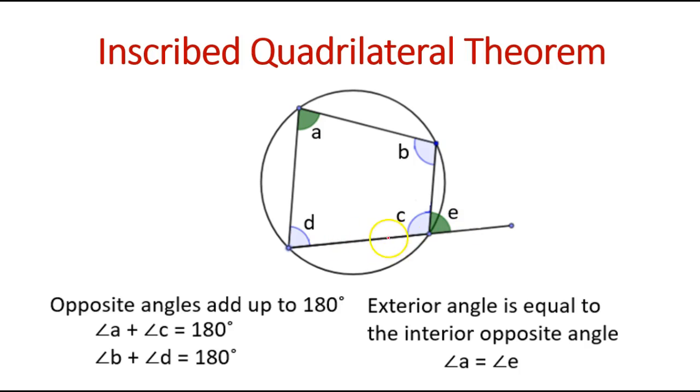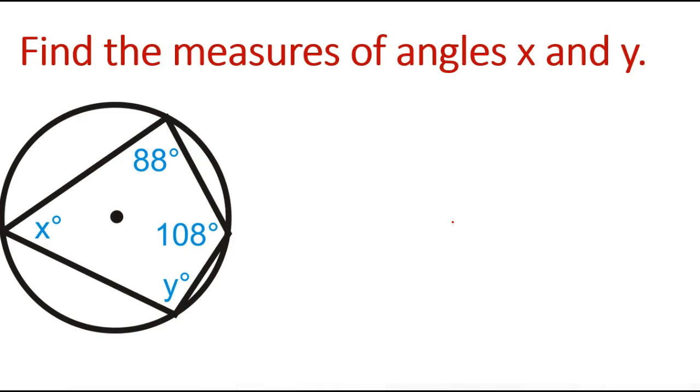And we already know that an angle on a straight line is 180. So angle C plus angle E are supplementary. So if A plus C is 180 and C plus E is 180, that means A must equal E. Okay, so those you remember.